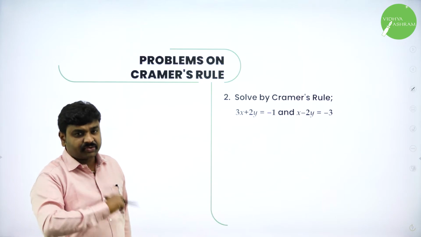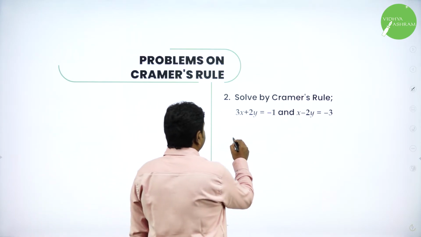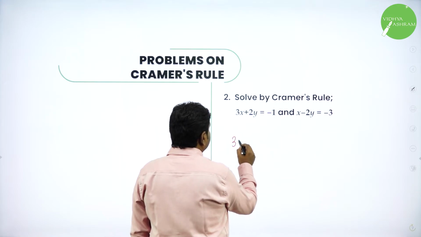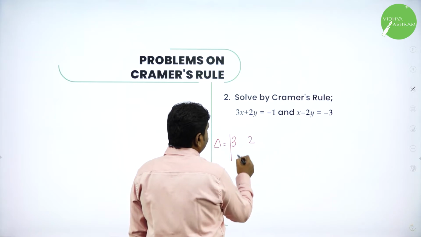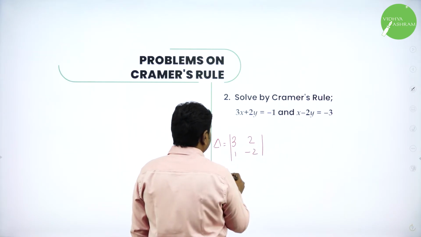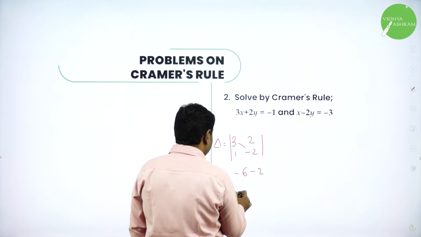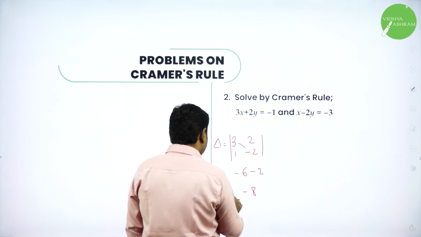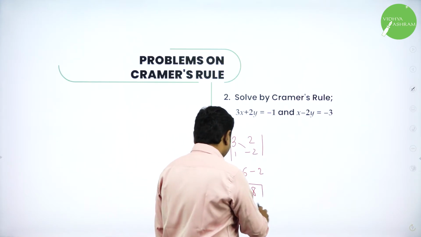So we are done with the first problem. Let me start with the second problem. In the second problem, first find delta. What is delta? 3, 2, 1, minus 2. So expand this. 3 into minus 2 is minus 6, minus 2 gives you minus 8. All of you know, after you get delta, you should find delta x.